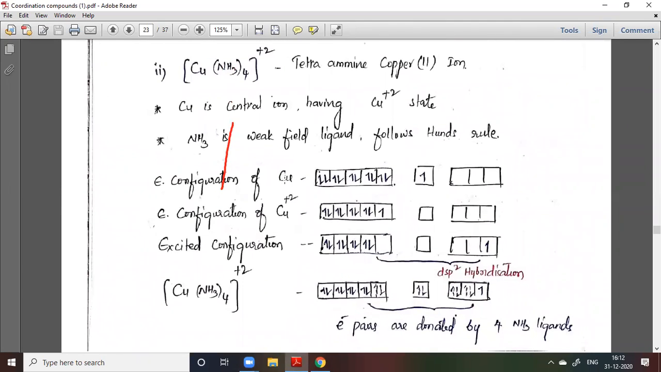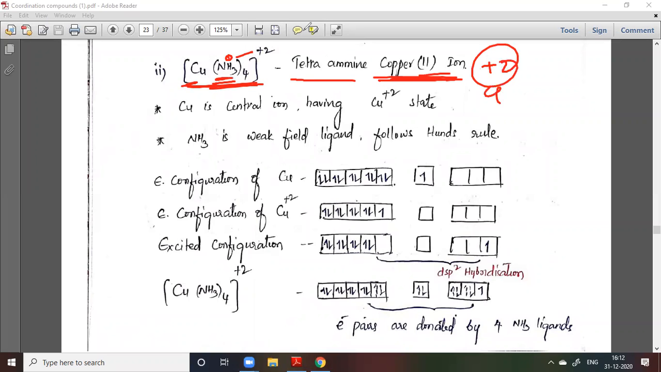This complex is a very different example. This is easy actually, but this is one of the exceptions. Let us try to understand this. First let us see the complex name here. What is the name of this complex? Cu(NH3)4 is tetraamminecopper(II) ion. Definitely the overall charge is 0 plus 2, so the oxidation state of copper will be plus 2 here.